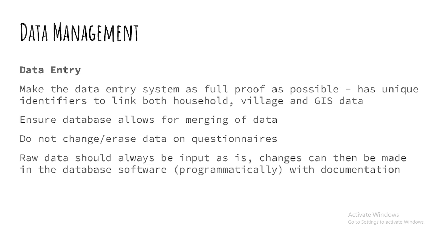Under data management, we have data entry. You have to make your data entry system as foolproof as possible. It has to have unique identifiers to link household, village, and health-side data, if it's maybe a health intervention or any intervention that has all these aspects in place. Ensure the database allows for merging of the data sets. Do not change or erase data on the questionnaires and the data entry. Emphasize that to your data clerks. Raw data should always be input as it is. Changes can be made in the database software with the documentation.